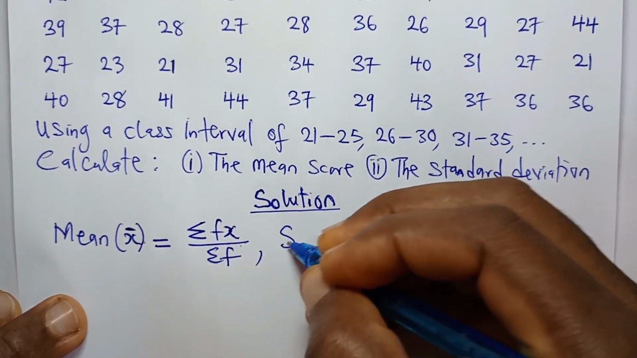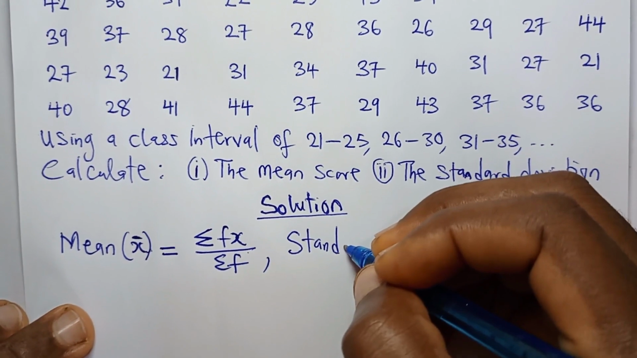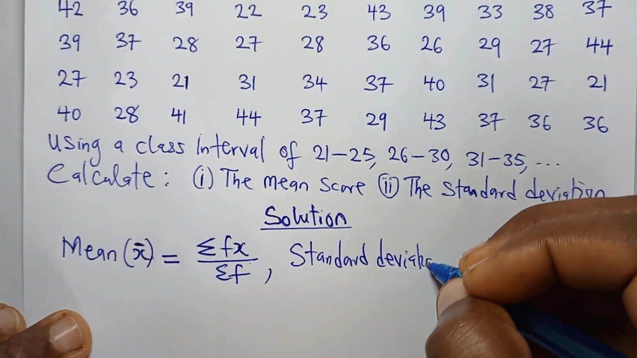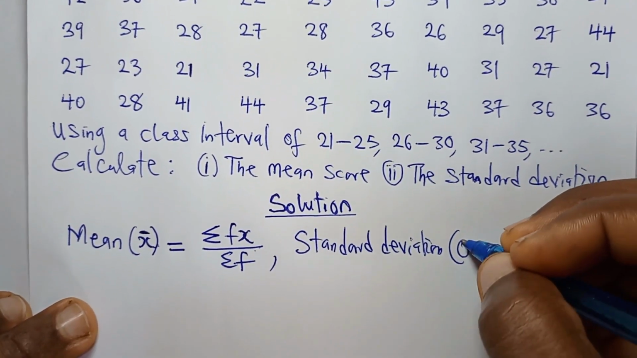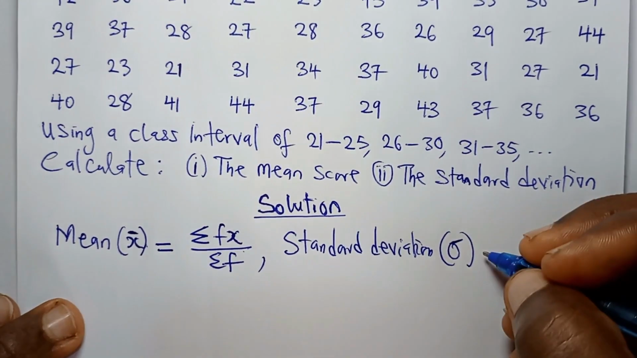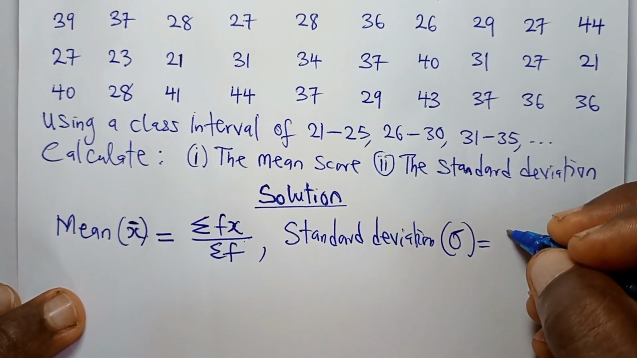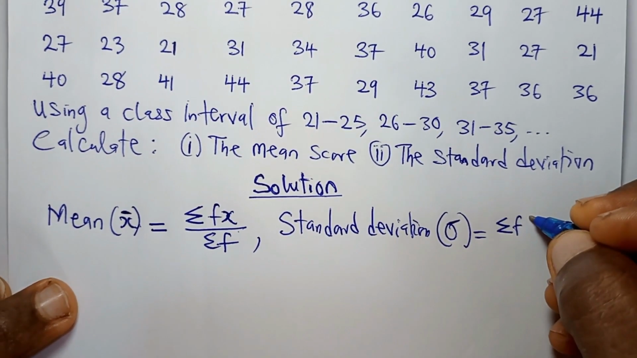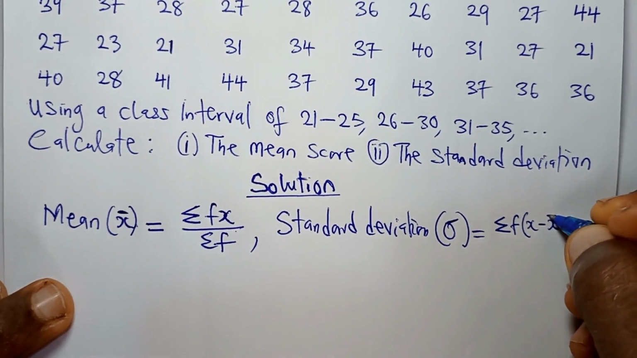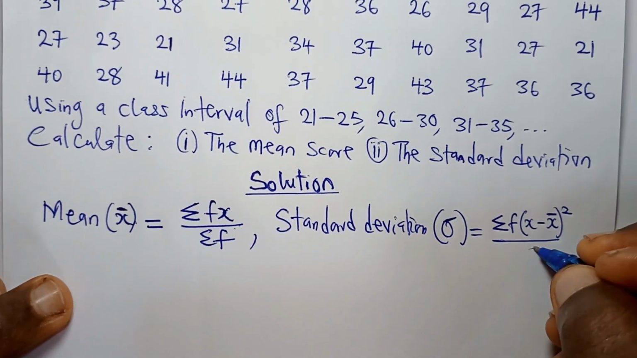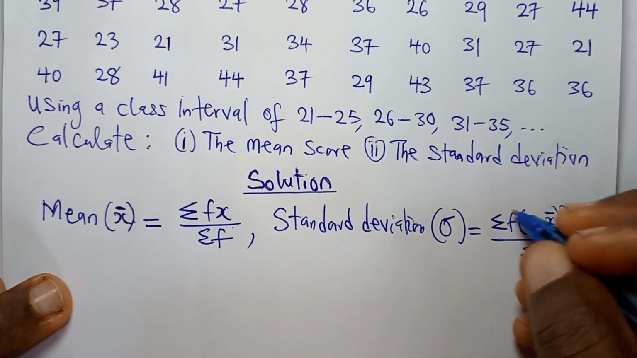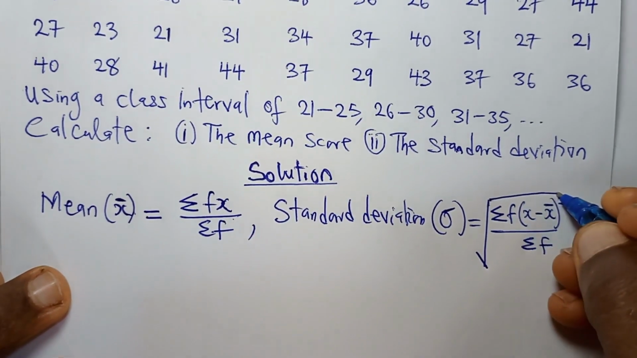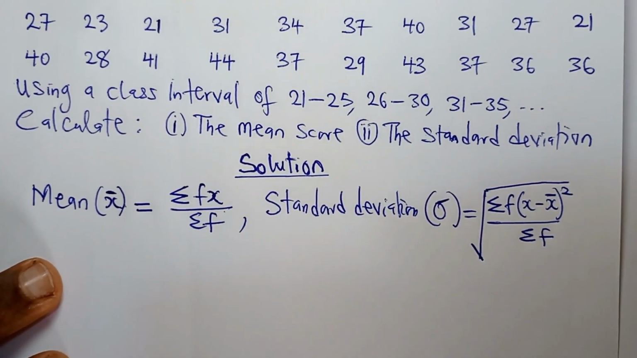Then standard deviation. This is the symbol for standard deviation. What is the formula? Standard deviation is the square root of variance. What is variance? Variance for group distribution means summation of f times bracket x minus mean squared, all over summation of f. By the time you find the square root of this variance, you get what is called standard deviation. So this is the formula for standard deviation.